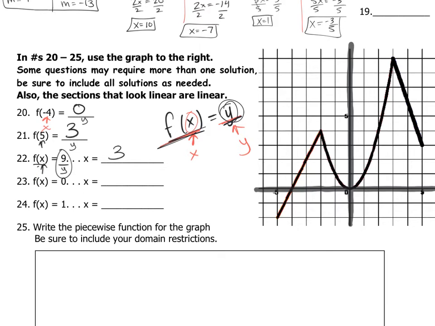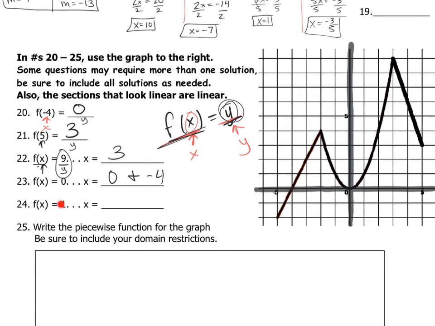Similarly, on number 23, your y value is 0. So I'm here, what's your x value? I claim there are two x values where the y value is 0, both here and here. So I'm going to put two answers, 0 and negative 4. Again, my y value is 0, so how far do you travel left or right to get to your graph? Either here or negative 4 here.